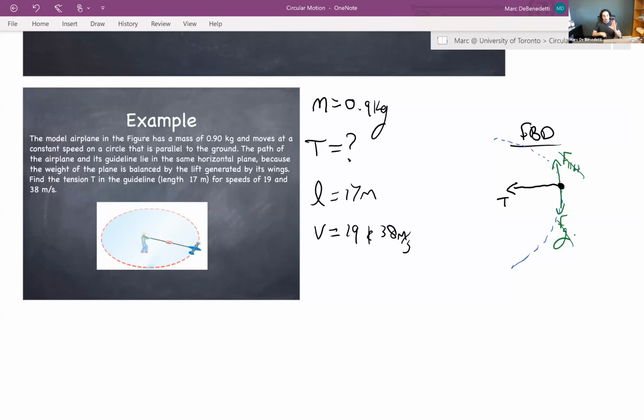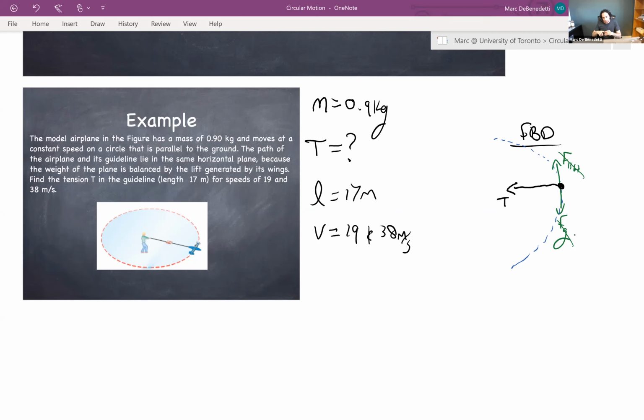Now, here's what I was talking about earlier. There is no such thing as centripetal force. If centripetal force by itself was a separate force, it would show up on our free body diagram as a force. I'm not labeling FC as a force because FC itself is not a different force.